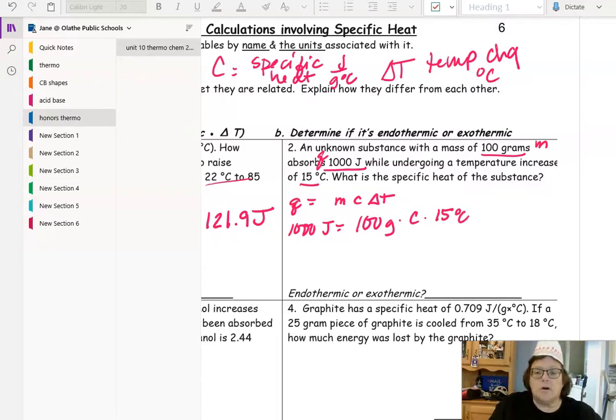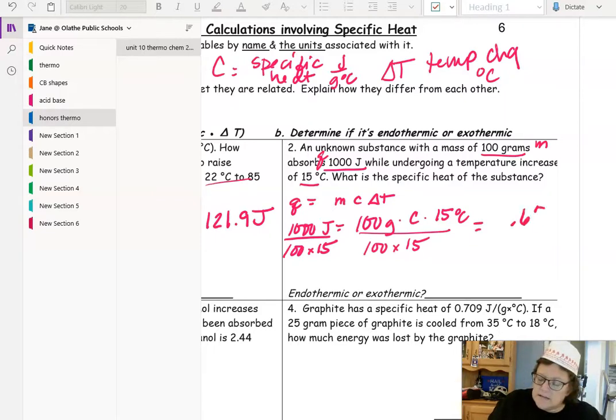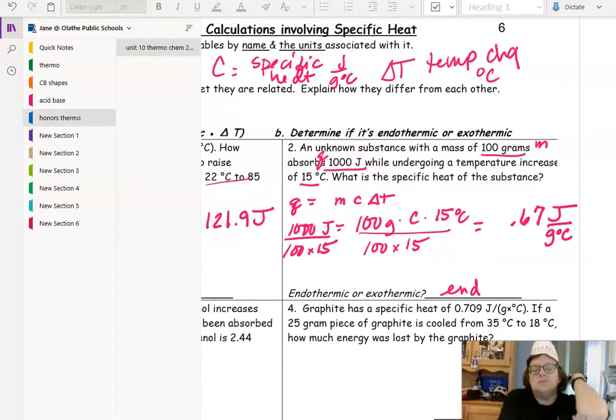So now we have to solve. How do I get C by itself? Divide both sides by 100 times 15. 1,000 divided by 100 divided by 15. Our specific heat is 0.67 joules divided by grams degrees Celsius. And again, it was endothermic because we increased temperature.